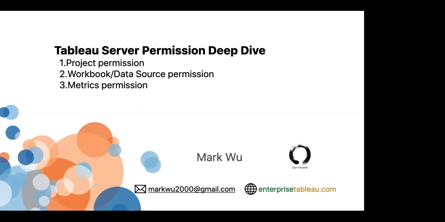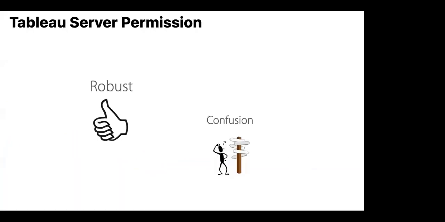I'm going to cover 3 things: project level permission, workbook data source permission, and then matrix permission. There are 2 words that always come to my mind when I think about permission. One is robust. Another one is very confusing. That's how I think about Tableau permissions.